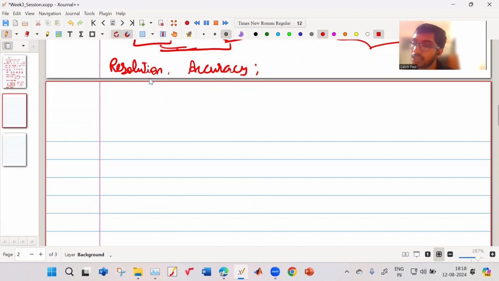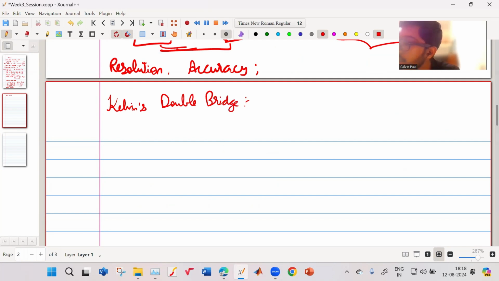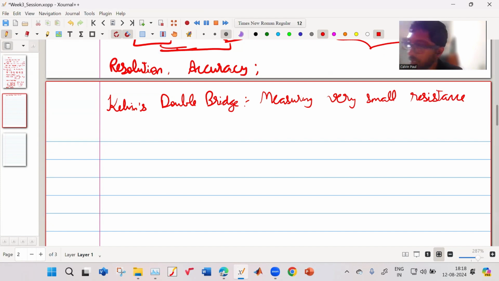So there's Kelvin's double bridge. There's also something known as Kelvin's bridge. These are used for measuring very small resistance. Okay. So now we know that for measuring very small resistances, the four pin terminal resistance is preferred.